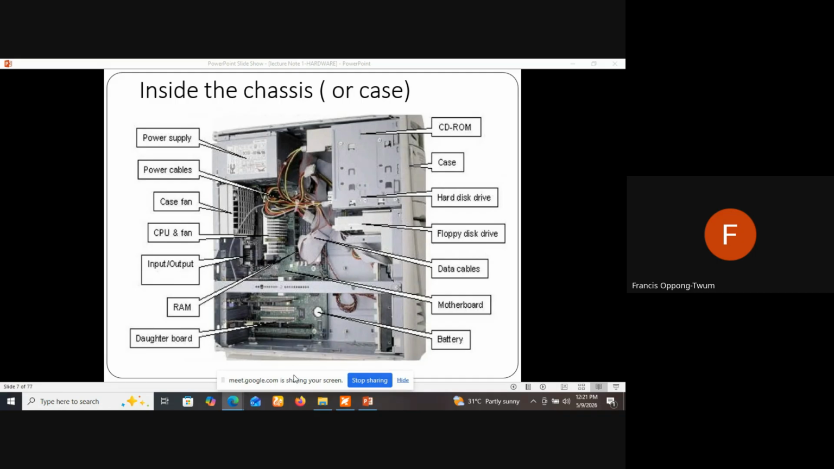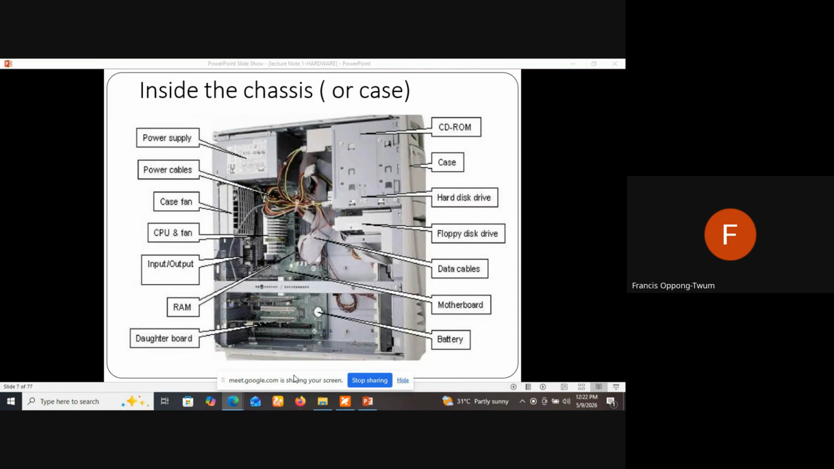Who else? What can you see from the image that I've shown on the screen? If you raise up your hand, I'm not looking at the screen, so you can just say it. Yes, I can see the power supply. Yes, that one, the power supply. Who else? There are power cables. The power cables, that one is also true.